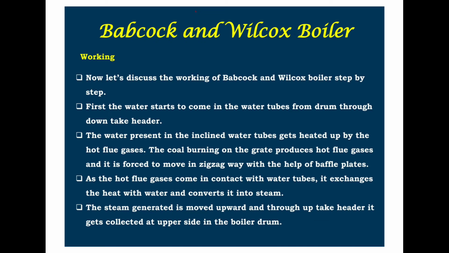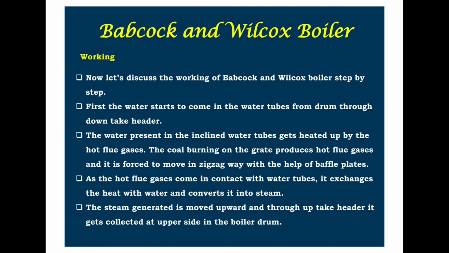The working of the Babcock and Wilcox boiler. Now let's discuss the working of the Babcock and Wilcox boiler step by step. First, the water starts to come into the water tubes from the drum through the downtake header. The water present in the inclined water tubes gets heated up by the hot flue gases. The coal burning on the grate produces hot flue gases, and they are forced to move in a zigzag way with the help of the baffle plate. We have already discussed the baffle plate.